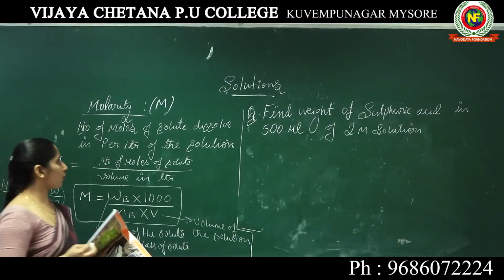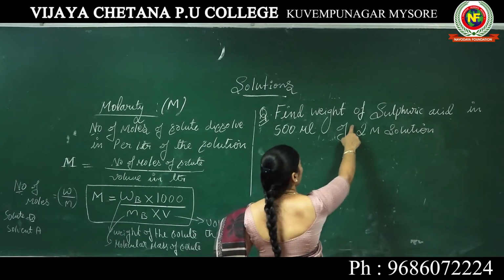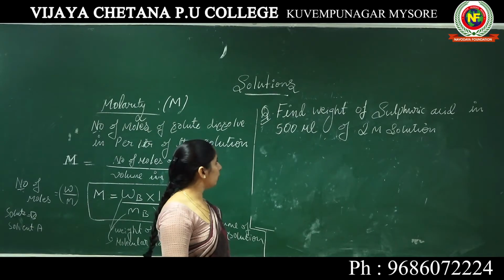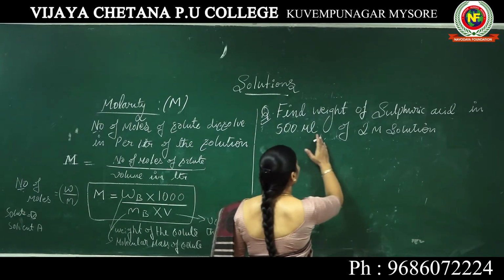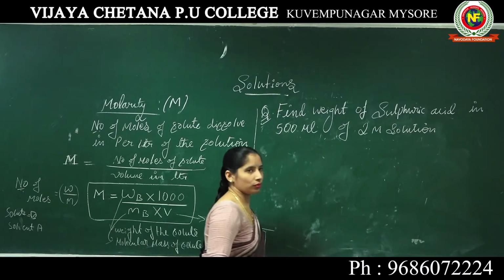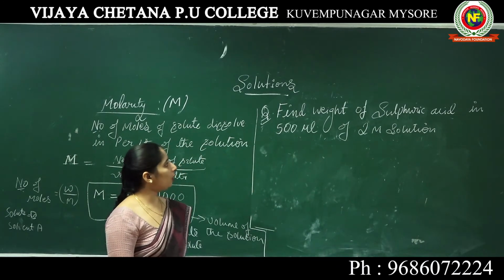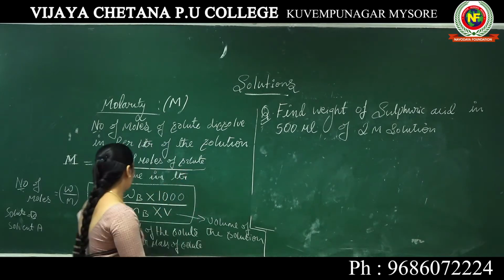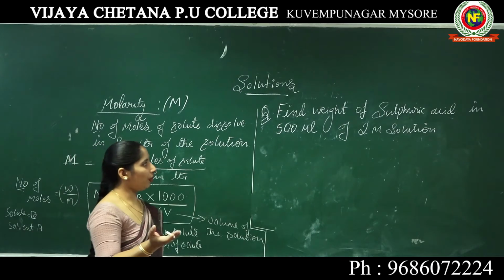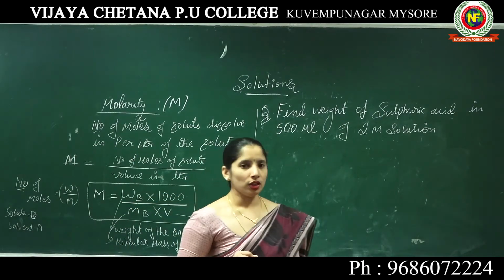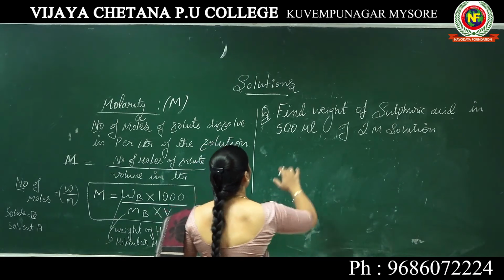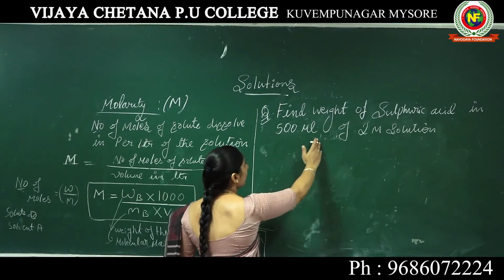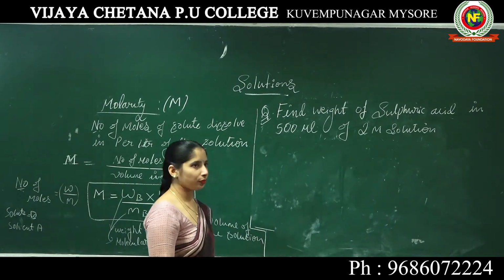So this is the next question. Find the weight of sulfuric acid. We have to find the weight of sulfuric acid in 500 ml of 2M solution. We have to find out the weight, means Wb. So now once again you read the question. Find the weight of sulfuric acid in 500 ml of 2M solution.